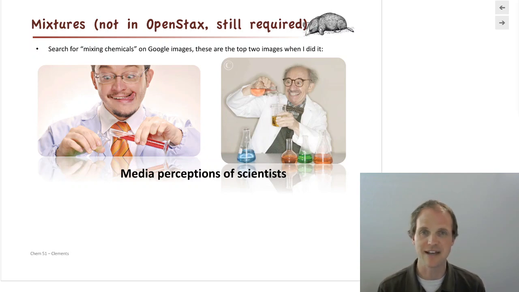So when I first made these slides, I did a Google search, and I said, mixing chemicals. And these were the first two images that popped up. I thought it was interesting because Google tries to rank by popularity, essentially. So these were the two pictures that Google, or other people who perused for pictures, thought were the most indicative of people mixing chemicals, which is two scientists mixing colored chemicals with weird, strange faces and no goggles.